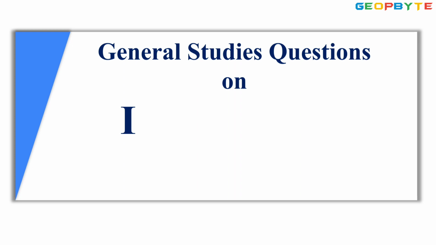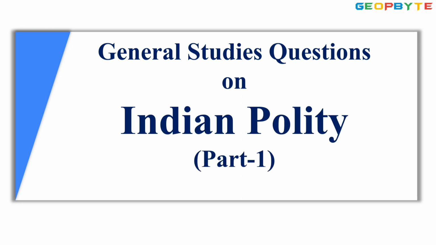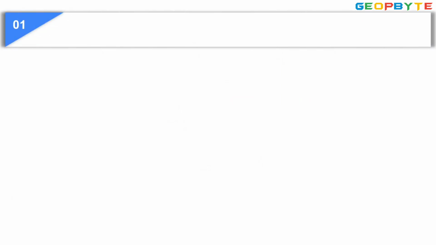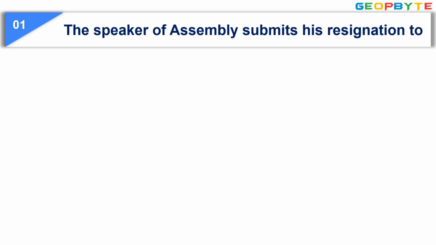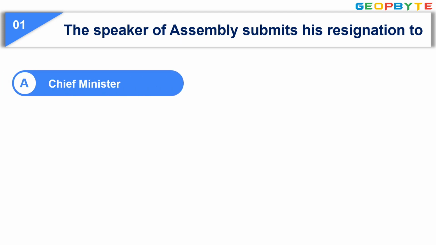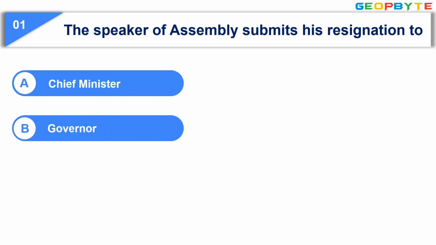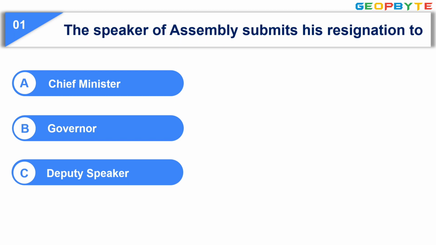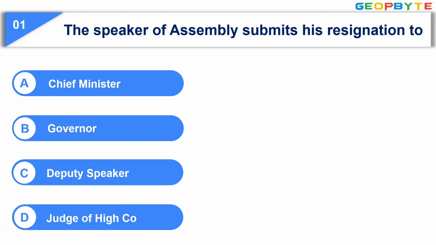In this video, let us see some general studies questions on Indian polity part 1. The first question is: the Speaker of Assembly submits his resignation to Option A, Chief Minister. Option B, Governor. Option C, Deputy Speaker. Option D, Judge of High Court. Your time starts now.